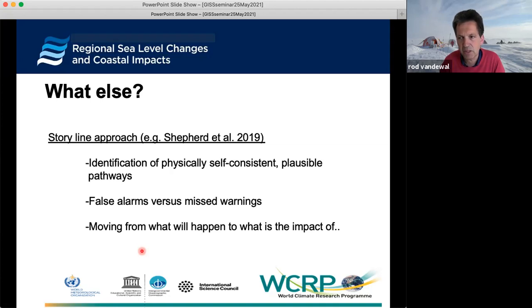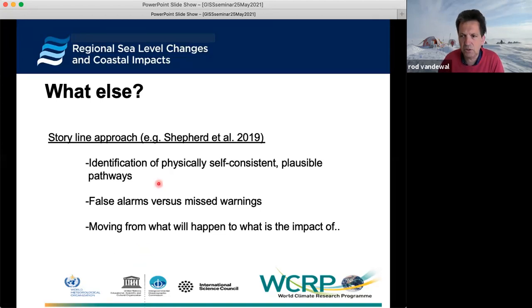And by that, you don't want to create false alarms, but also you don't want to have missed warnings. So it's a kind of balancing act between what is useful and realistic, and what is completely nonsense, like melting Antarctica in a day, and also ignoring that there are processes which are not taken into account in models is also kind of a stupid approach.